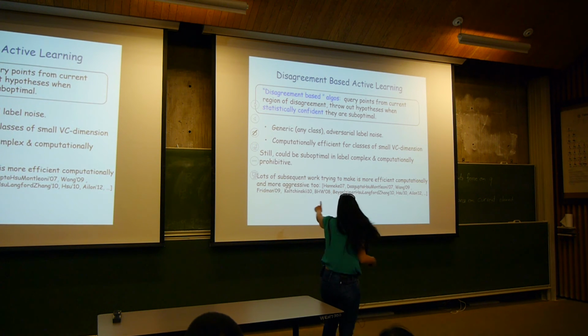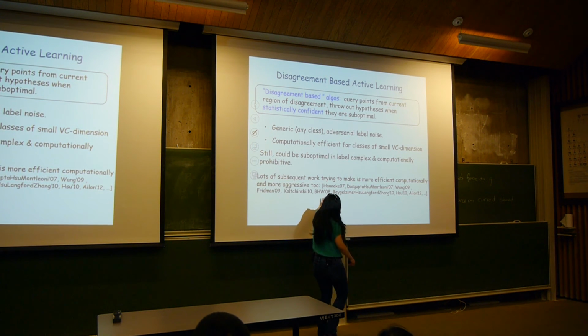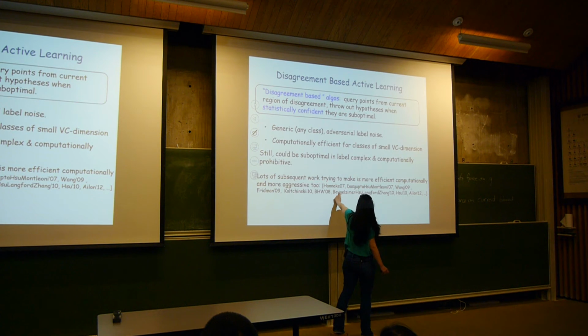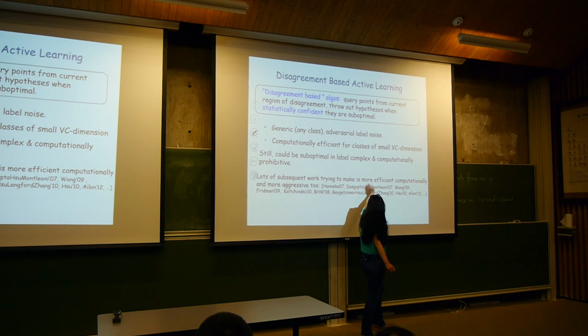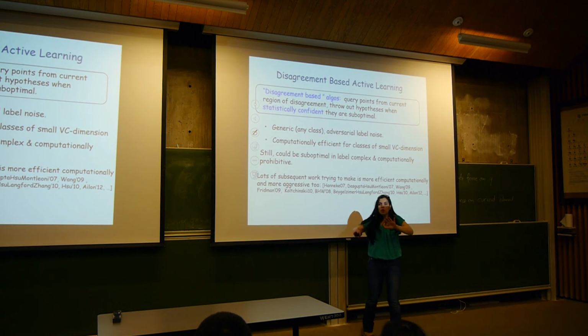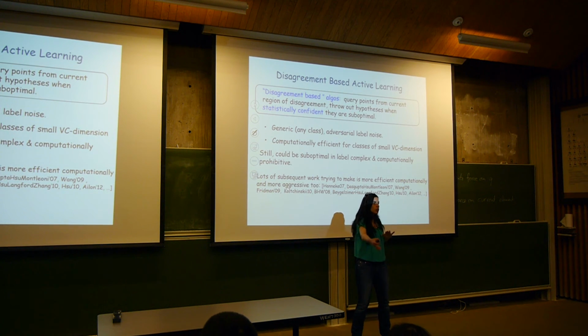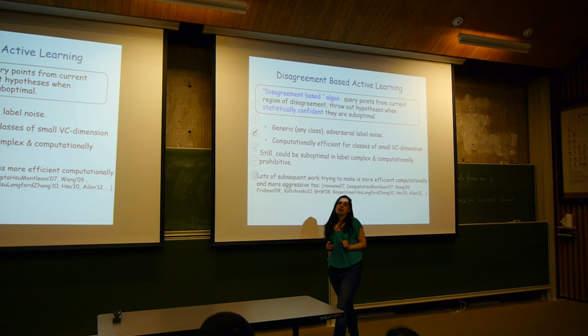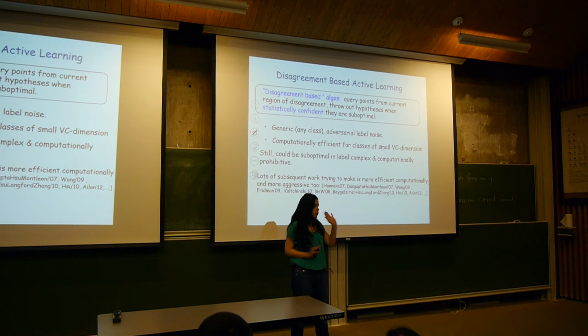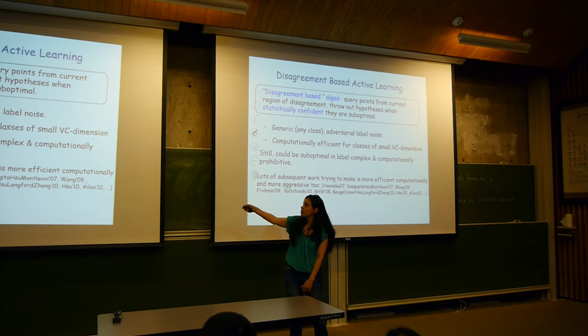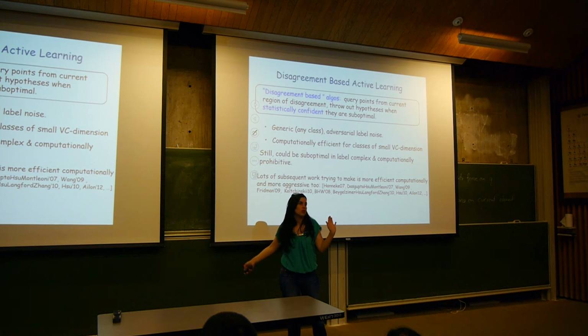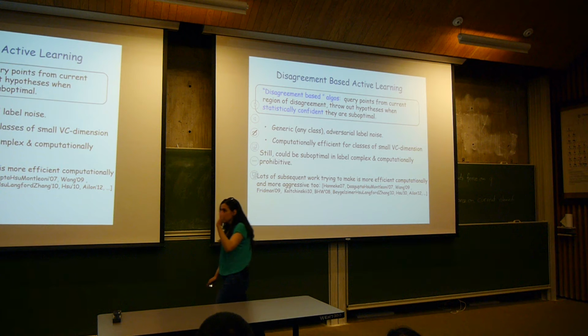There has been a nice line of work trying to make this computationally efficient, with some nice results, for example the paper by Dasgupta, Hsu, and Monteleoni, where they get a more efficient algorithm by doing a reduction to passive learning, empirical risk minimization. But still, I think it's an open question to really come up with a clean, computationally efficient algorithm that achieves the label complexity of these general results. So still an open question.